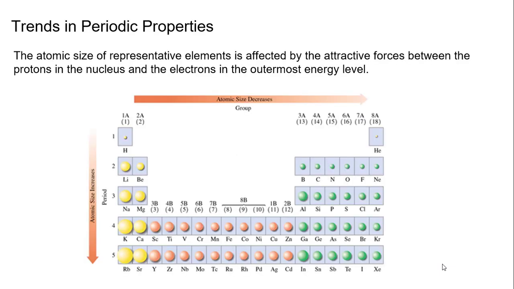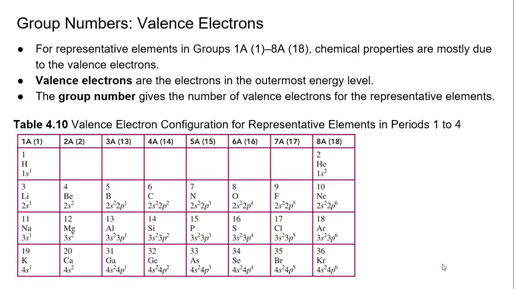So we're going to discover the trends going down a column or across a period of different things that will hopefully help you understand, as we start investigating chemical reactions, why these reactions are occurring.